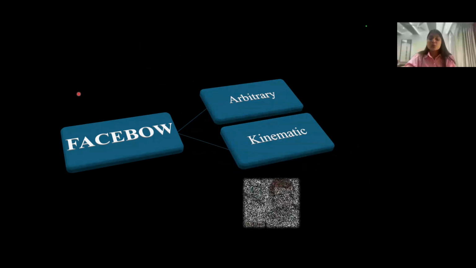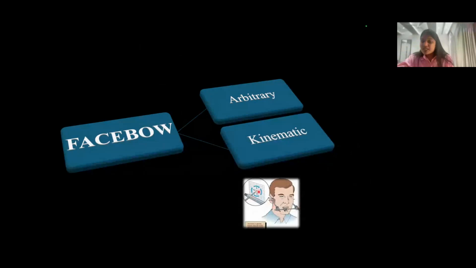you do the practice. So this is a kinematic Facebow where there is a stylus given which records the mandibular movements of the patient, that is lateral and protrusive. What we say, right lateral, left lateral and protrusive. These records are given in the graph, and based on that we do the occlusion of the patient. That is the kinematic Facebow.